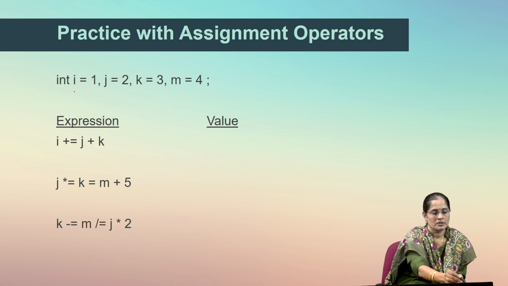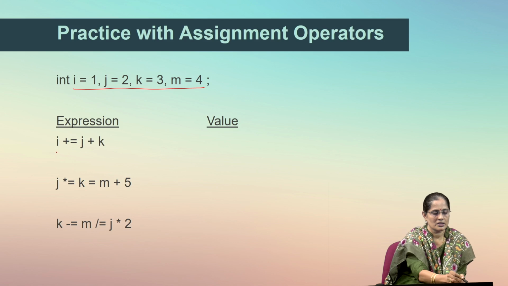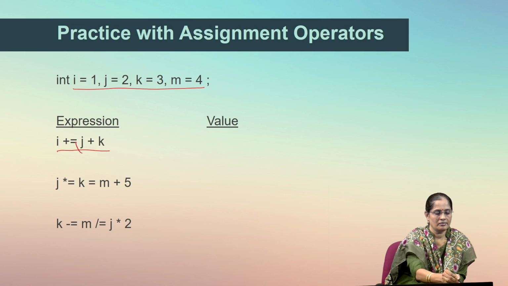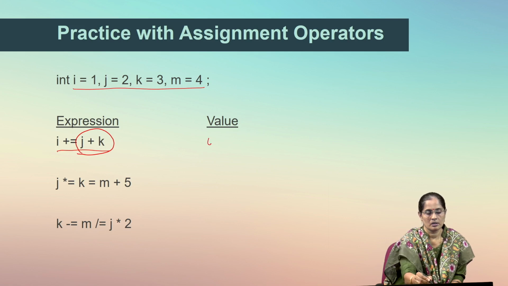Now, let us go with a practical example. We will take the values assigned to 4 variables i, j, k and m, starting from 1 to 4 in order. So, we will try to solve the expression by applying the shorthand assignment operation. If we take the first expression i plus equal to j plus k, on the right hand side we have an expression to solve, j plus k. So, j's value is 2 and k's value is 3. So, I get 5.